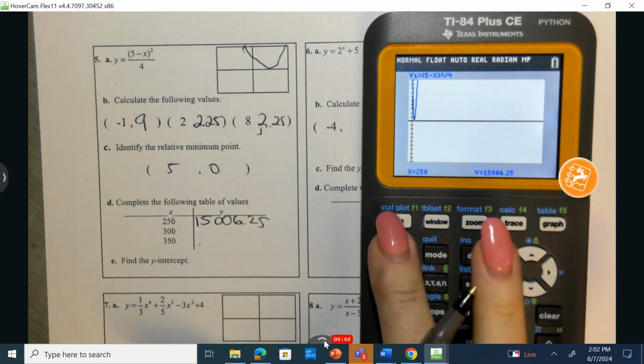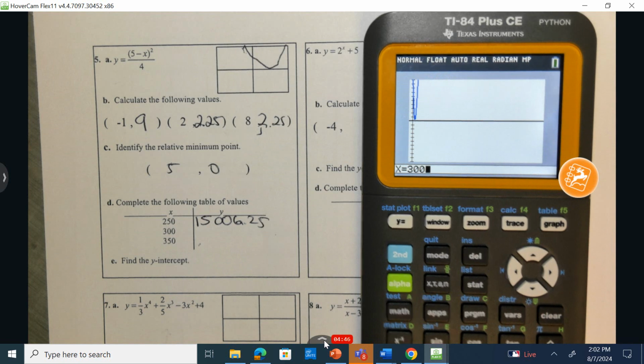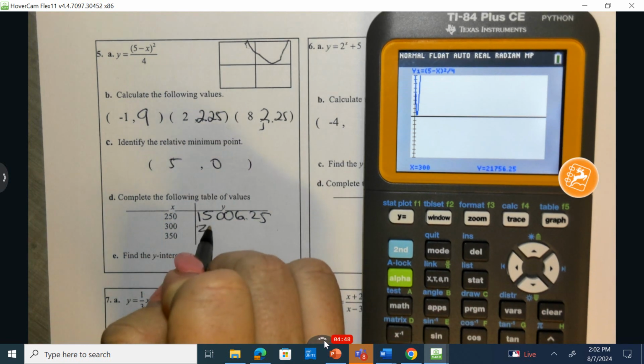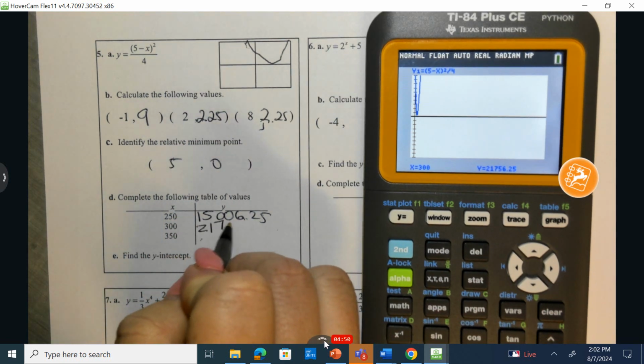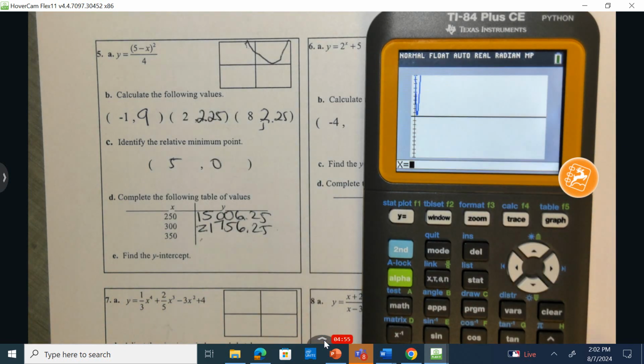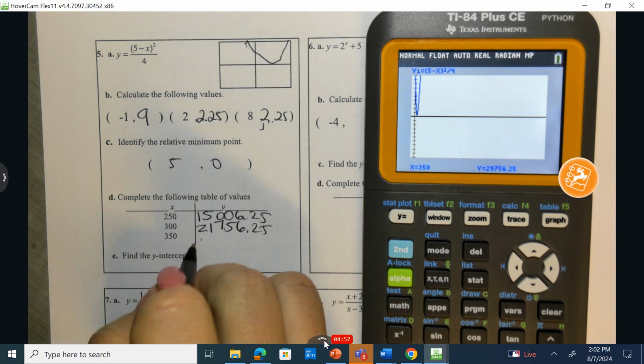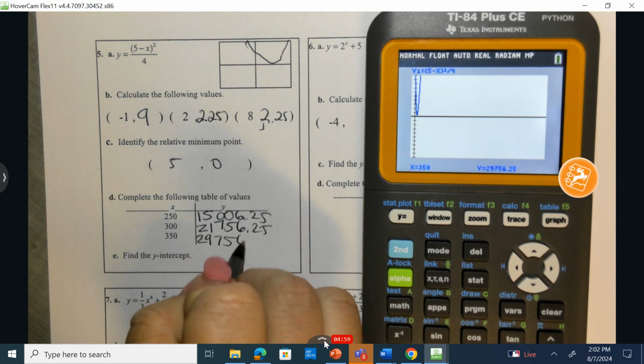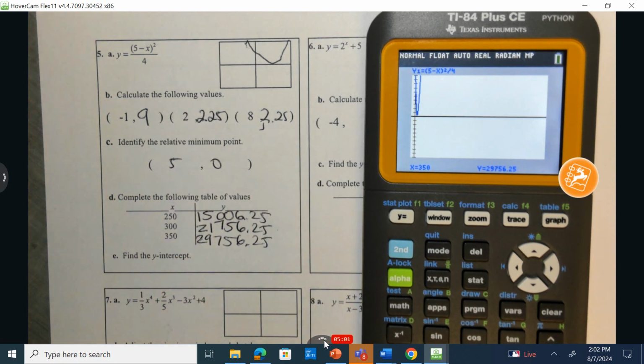15,006.25. Let's do 300. Second trace, let's find 300, and we're at 21,756.25. Second trace value, let's find 350. We're at 29,756.25. Let's move on now to number 6.